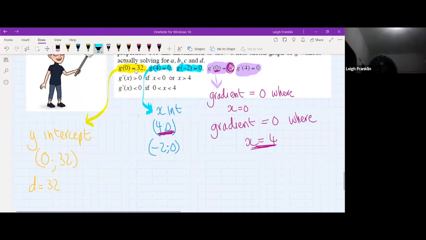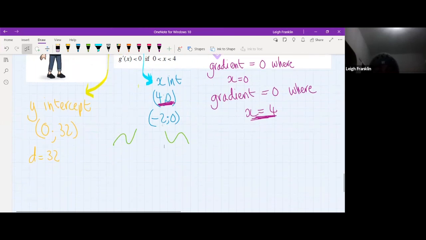Yes, Nelisa, good question. So they need to give us some more information because we don't know at this point, are we sketching the graph like this? Or are we sketching it like that? We need some more information.